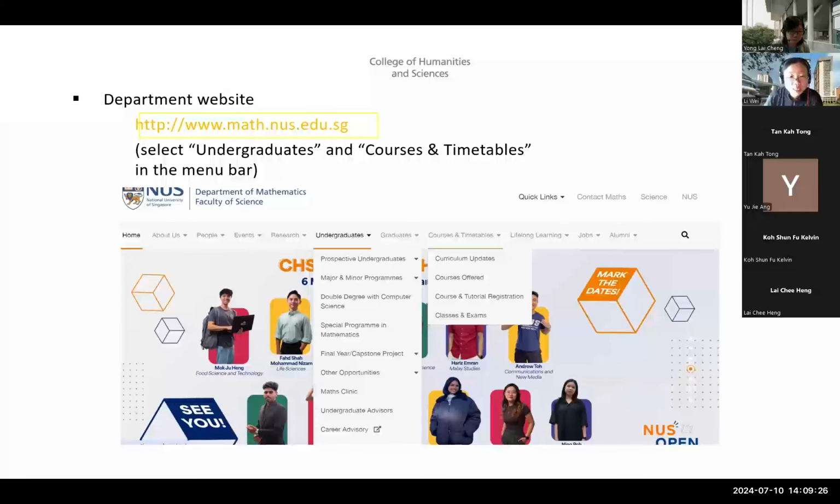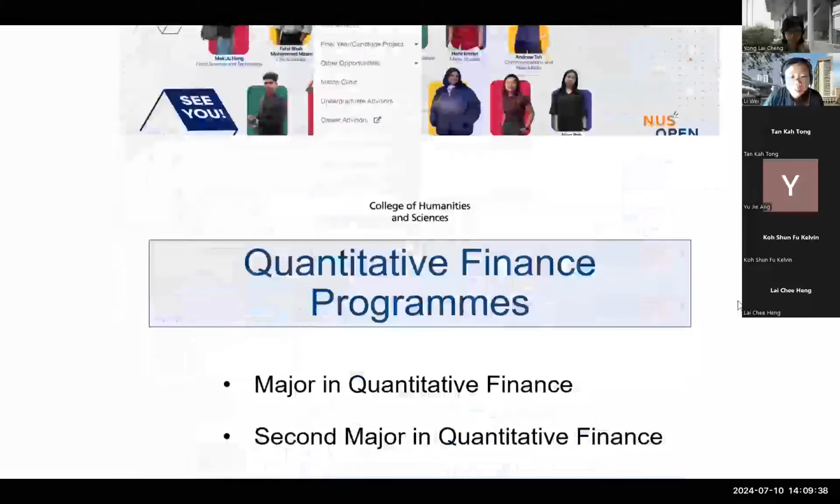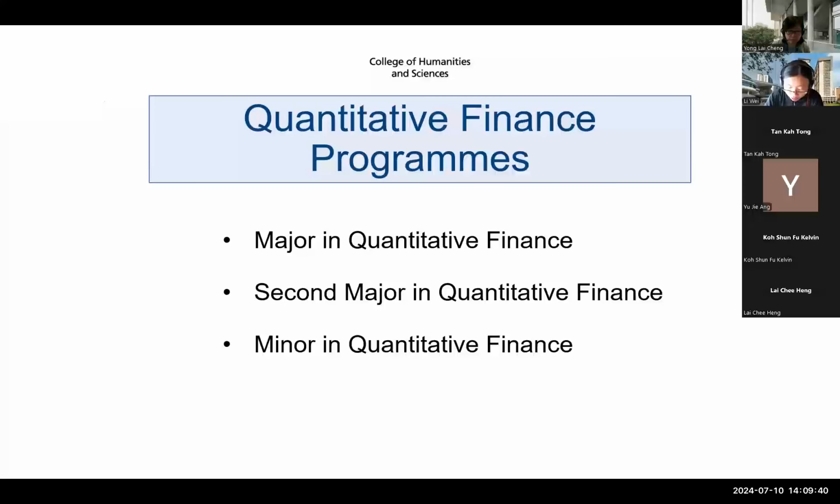Okay, so this is the information you can find online. Now let's proceed to look at the curriculum requirements of the three quantitative finance programs, namely the major, the second major, and the minor in quantitative finance.